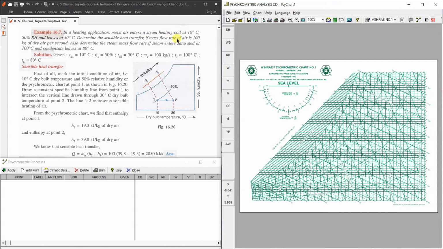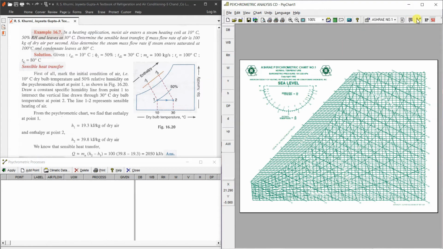If the mass flow rate of air is 100 kg of dry air per second, so the mass flow rate of air is given. Also determine the steam mass flow rate if steam enters saturated at 100 degrees Celsius and condensate leaves at 80 degrees Celsius. The second part we are not going to cover here because it will require a steam table. So the first part we can solve using the ASHRAE psychrometric analysis software.